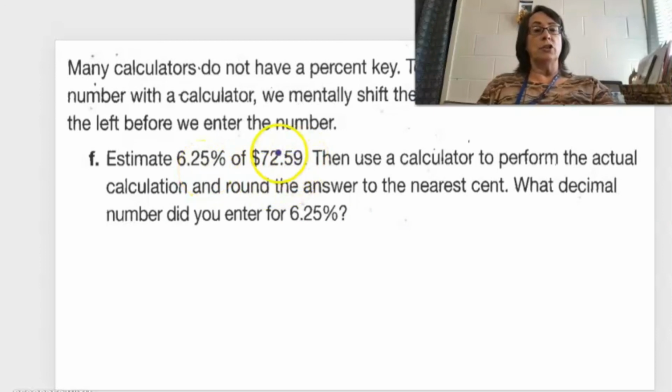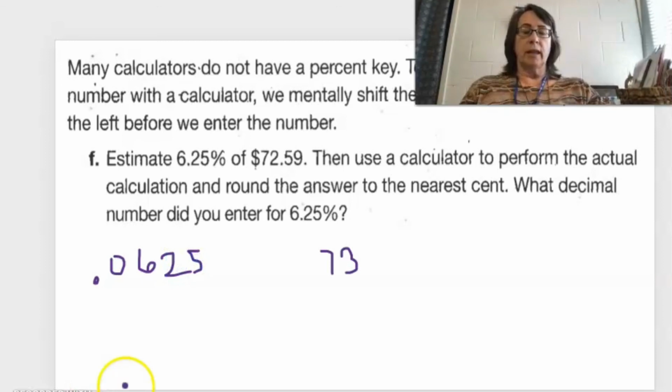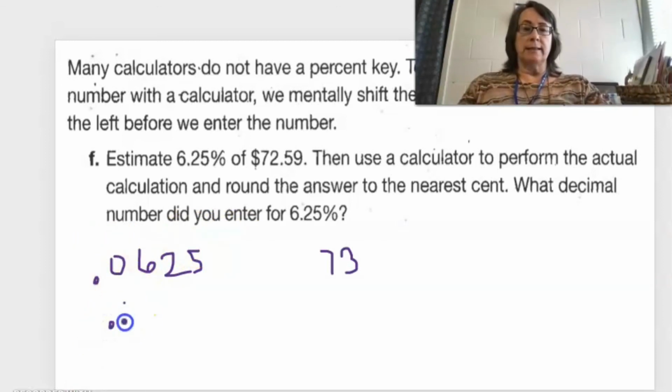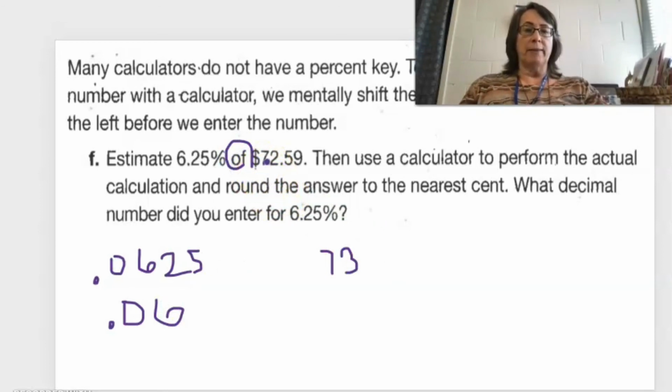So we could change this $72.59, and we could say, okay, well that is bigger than 72, so we'll make that 73 because we're just estimating. And 6.25% would be close to, now let's first of all get a good approximation. Let's say that we're going to move that decimal 2 places to the left to take care of the percent. So that decimal is 0.0625. So if we're approximating, let's make this 0.06, and then we'll multiply, because it's of, we'll multiply by the 73 to get an approximation.